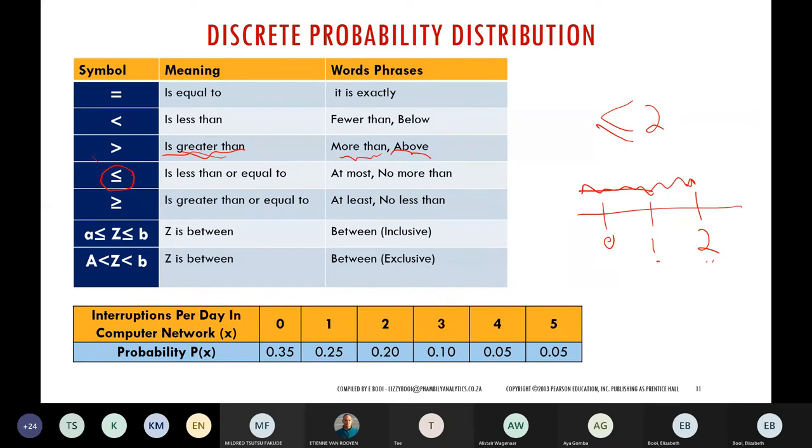We also call it at most or no more than. It means including that value and the smaller values after that. So if they say find the probability of no more than, then you know that they are referring to less than or equal. If they say find the probability of at most, then it also means less than or equal.